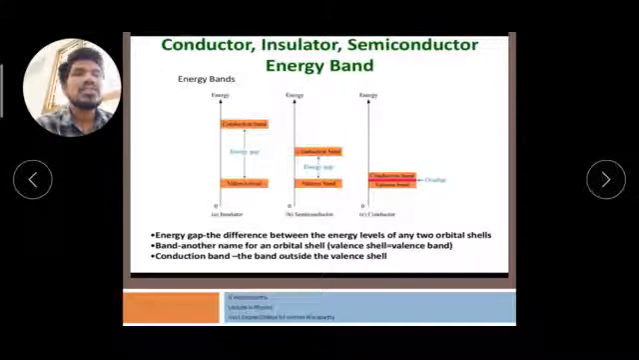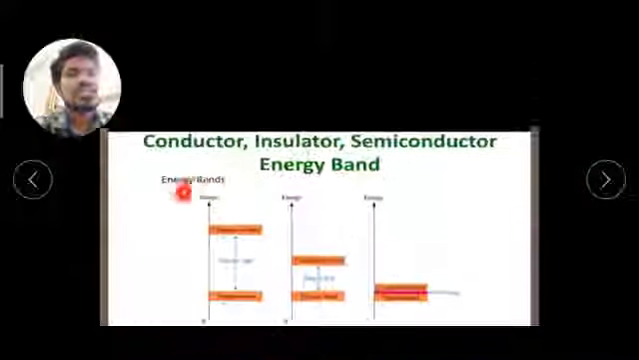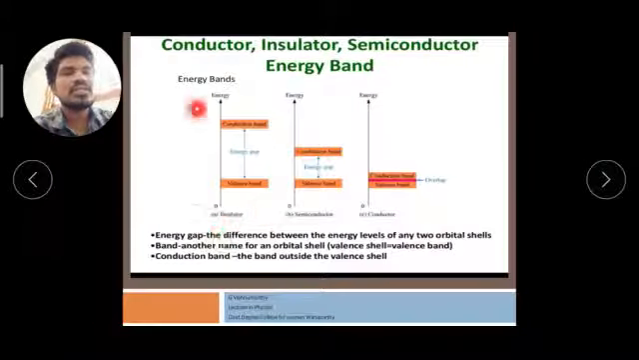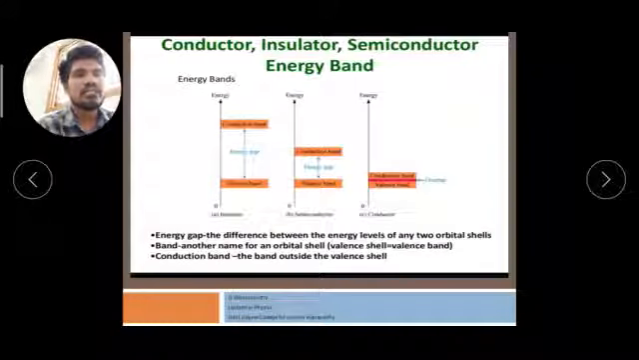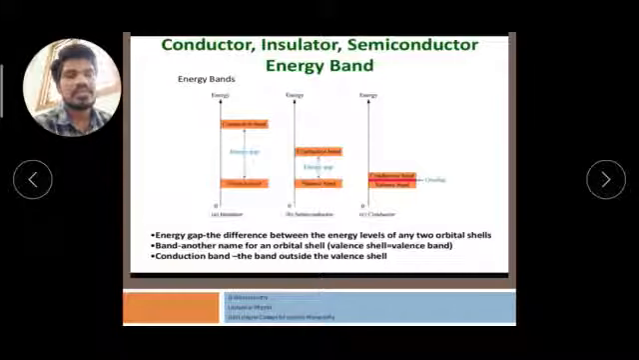And now you see the energy bands in conductors, insulators and semiconductors. This is about the insulators. In insulators the energy gap between the valency band and the conduction band is very high. And here you see the energy band of conductors. There is no forbidden energy gap between the valency band and the conduction band, so the valency band is overlapping with the conduction band. That's why the electrons present in the valency band move freely from the valency band to the conduction band.